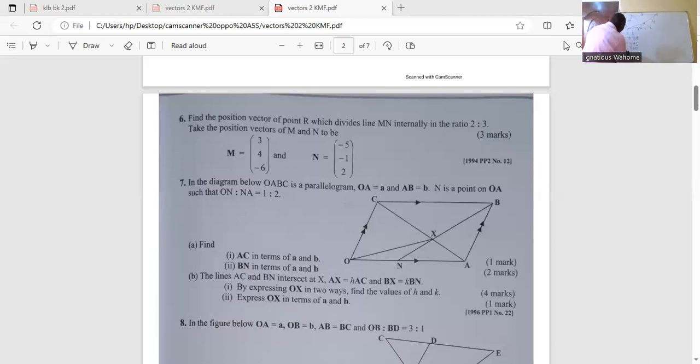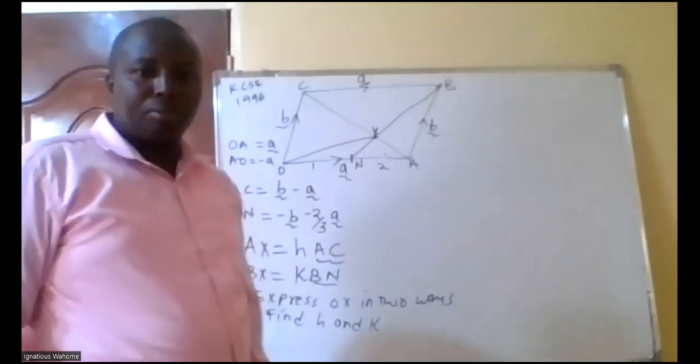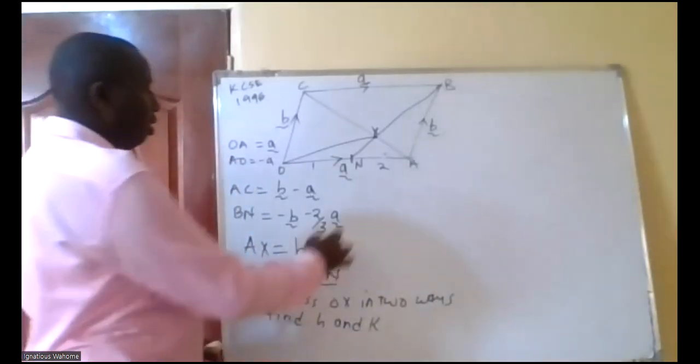So the examiner is telling you, by expressing OX in two ways, find the values of h and k. And then from there, you express OX in terms of vectors a and b only. So let's work it out now.